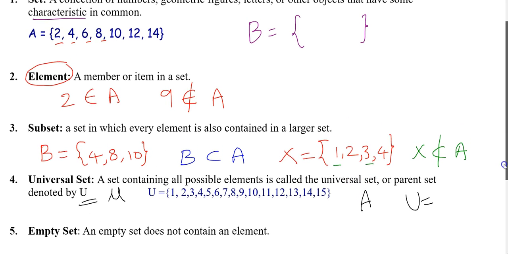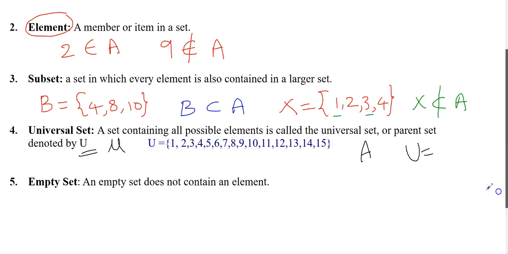Alright. Now, lastly, I have here the word empty set. What is an empty set? An empty set does not contain an element. So, it is defined in such a way that you don't have an element in it.